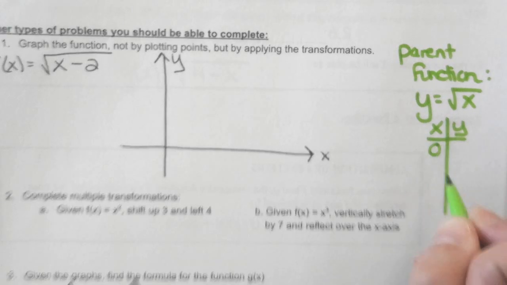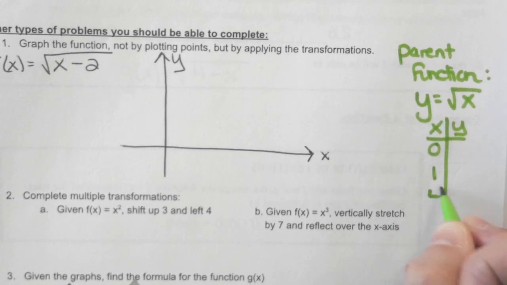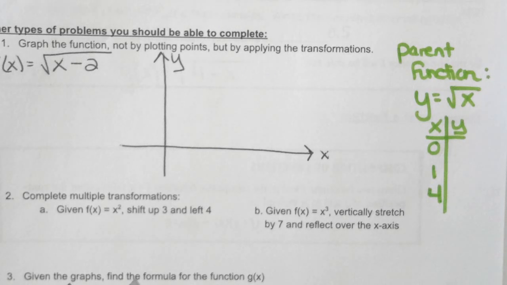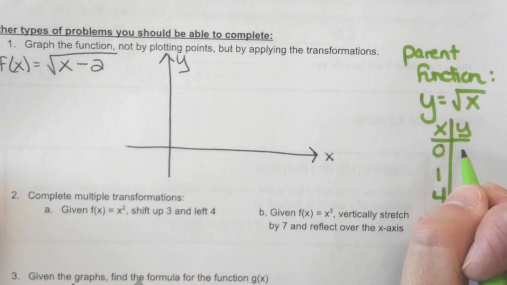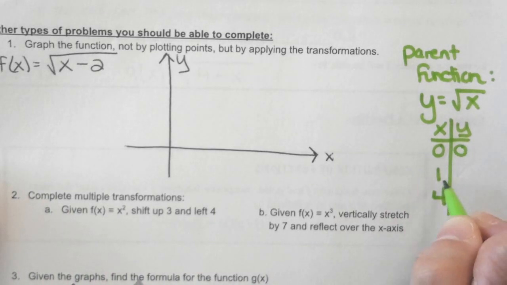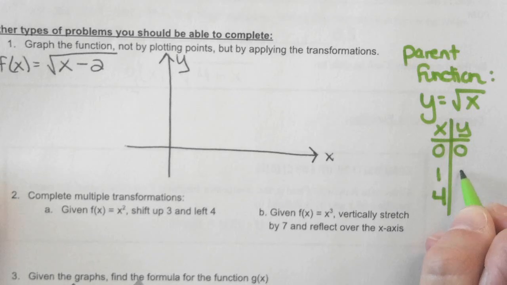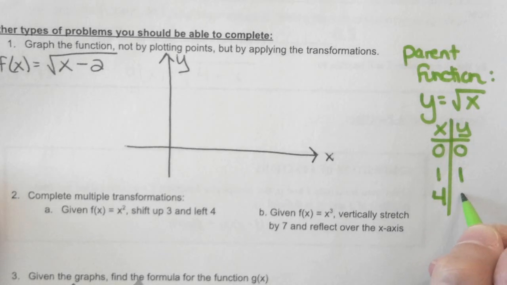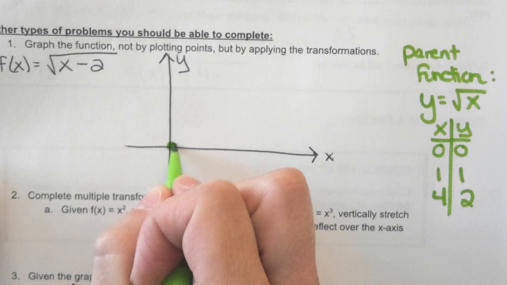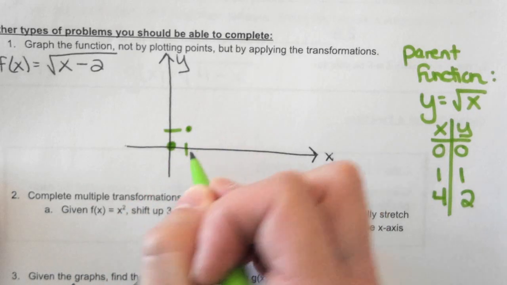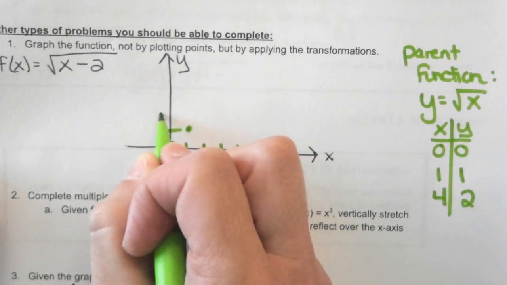I'm going to plug in 0. I'm going to plug in 1. I'm going to plug in 4. 9 would be another good number to plug in, right? So if I plug these in, square root of 0 is? You can say, yes. Square root of 1 is? And square root of 4 is 2. So I have a point at 0, 0. I have a point at 1, 1. I have a point at 4, 2.